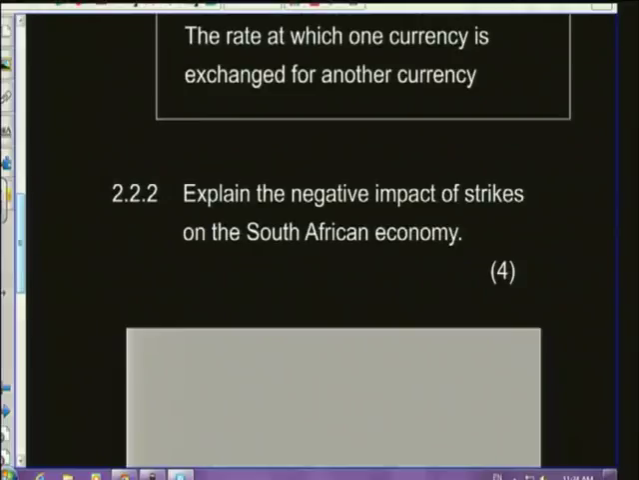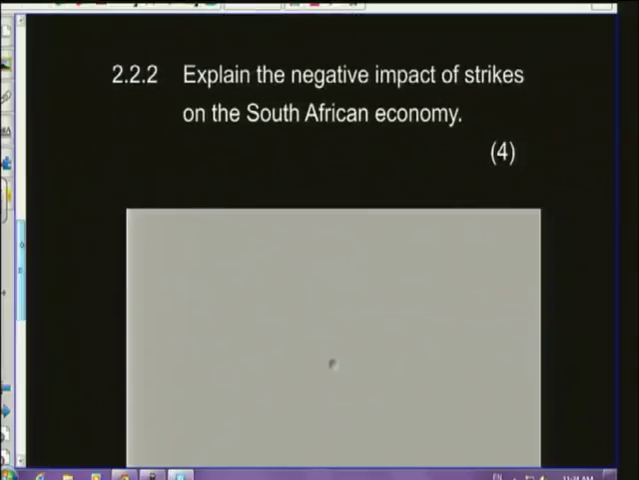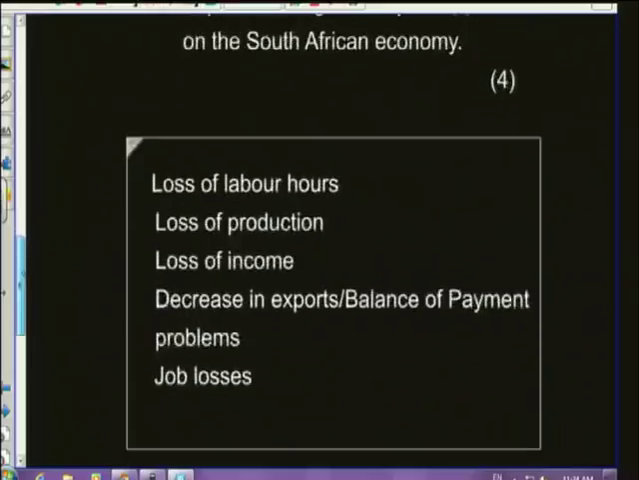2.2.2, explain the negative impact of strikes on the South African economy. To be able to answer this question, you just need to think about the things that you've heard in the news very recently and the effect that it has on the economy. Companies lose a lot of money. Some people even eventually lose their jobs. Let's look at all the possible answers.